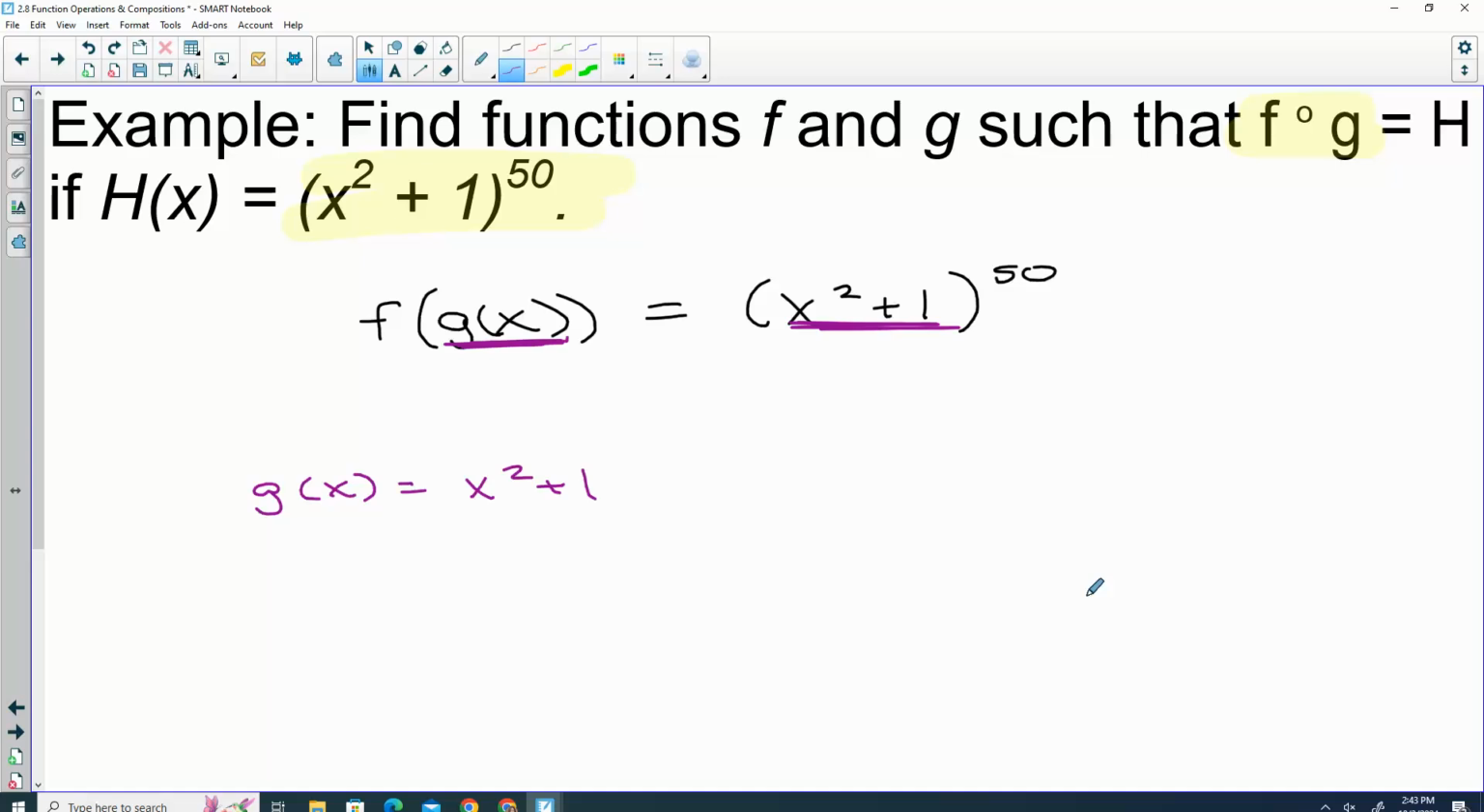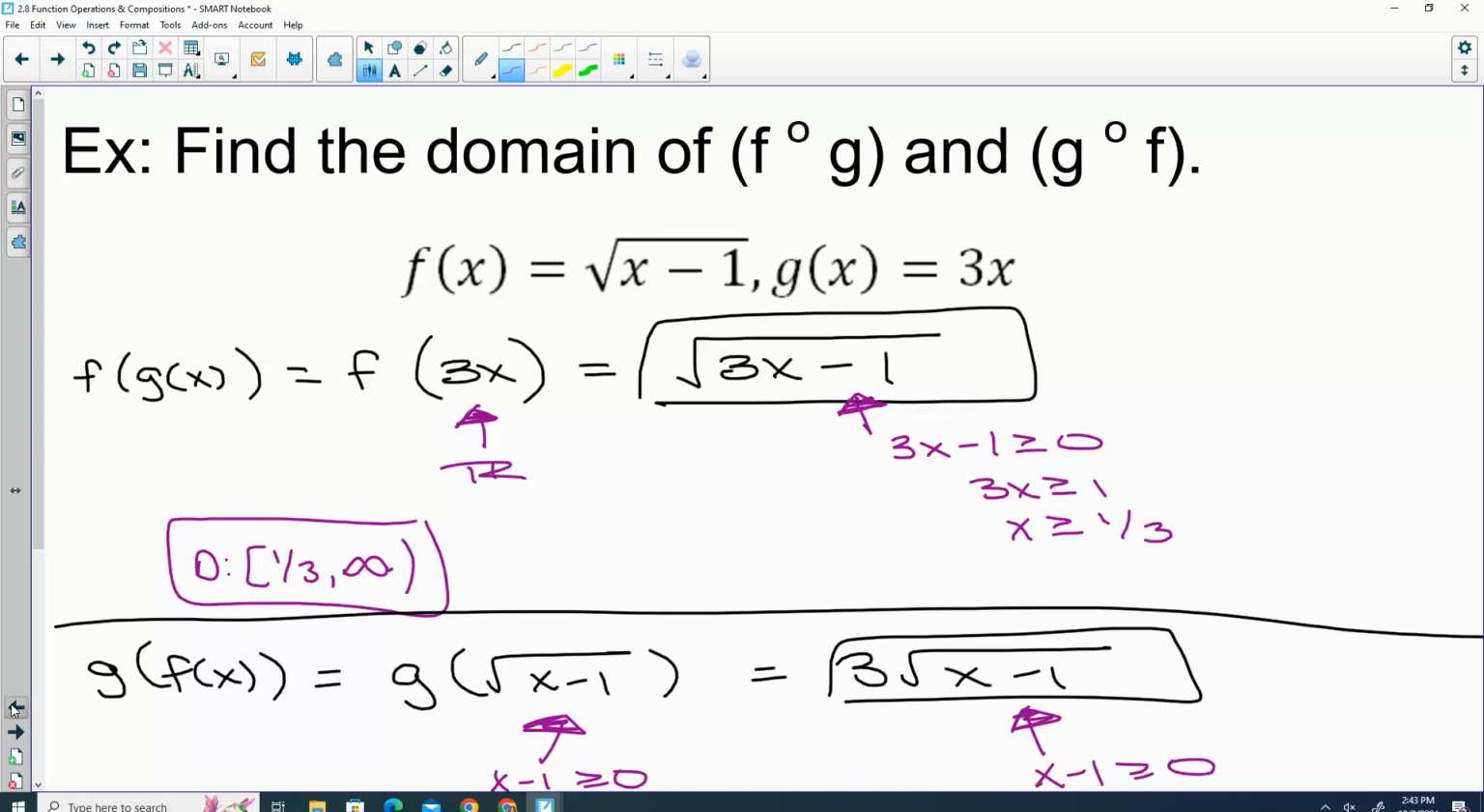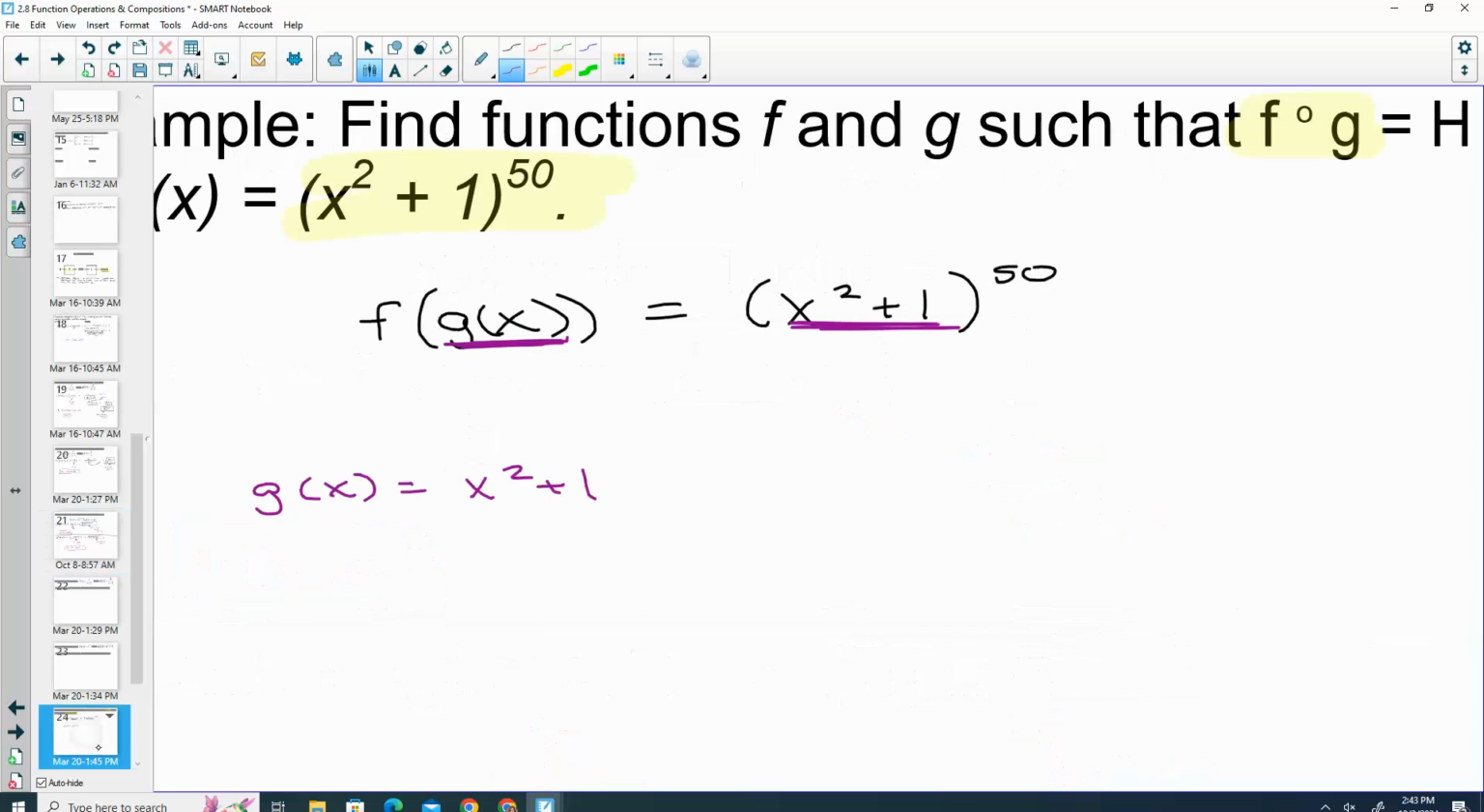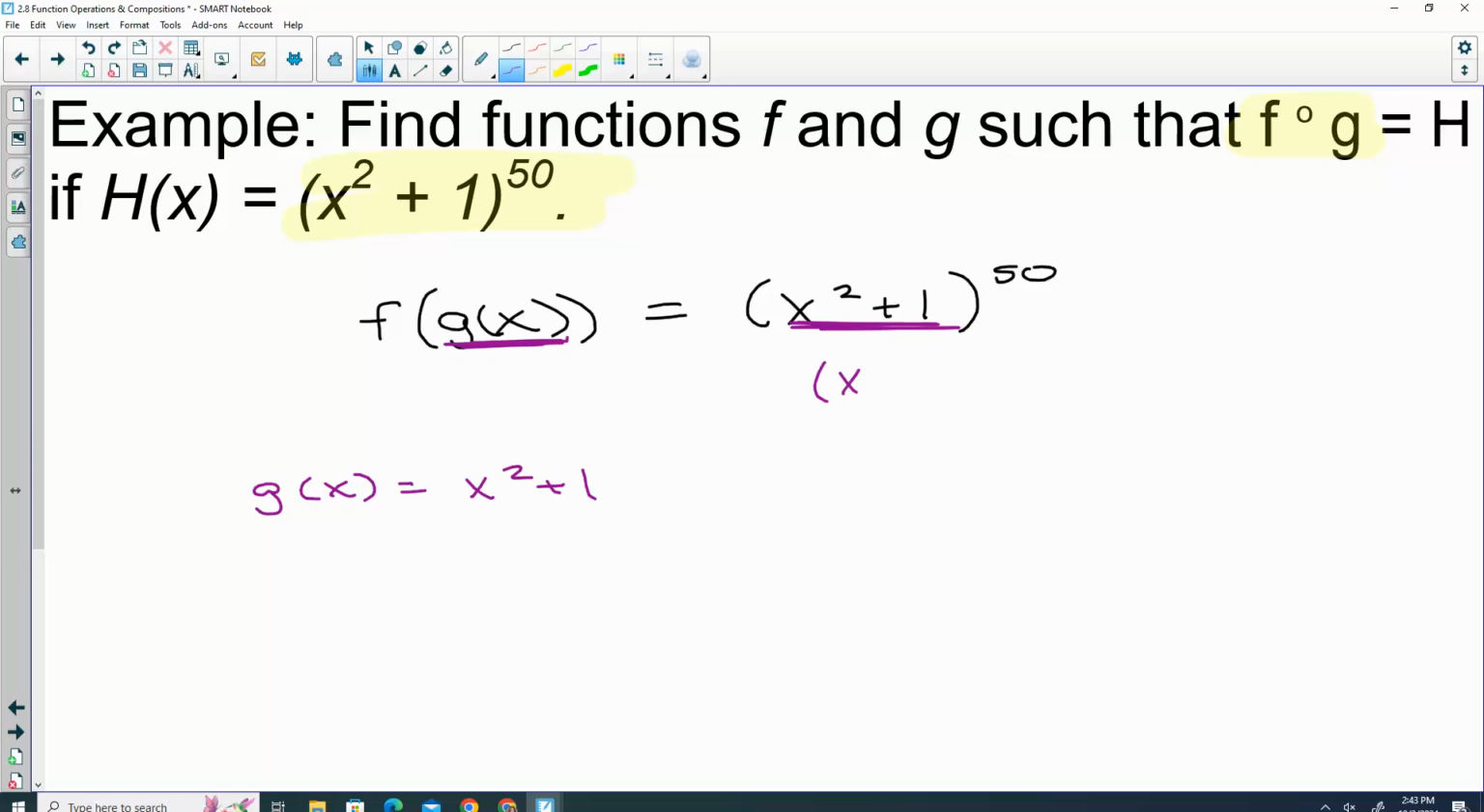Alright, so think about what happens when you do a composition. When we were working through these, we took something, we plugged it in, and we replaced x. So if we're working backwards, when we take it back out, what's left in its spot? x. So if I took this whole thing out and was just left with an x in its spot, that's the outside function. So f of x would just be x to the 50th. That's not the only possible answer. You just have to give me one that would work.